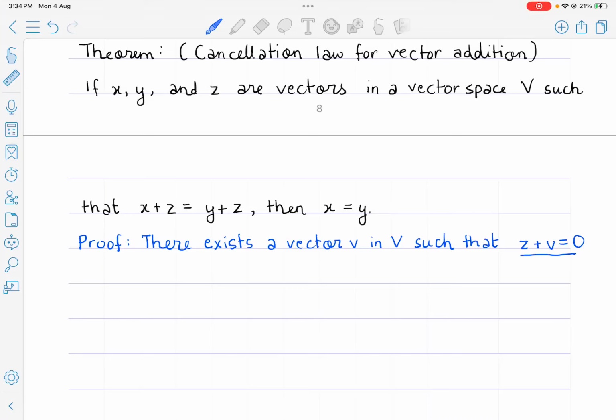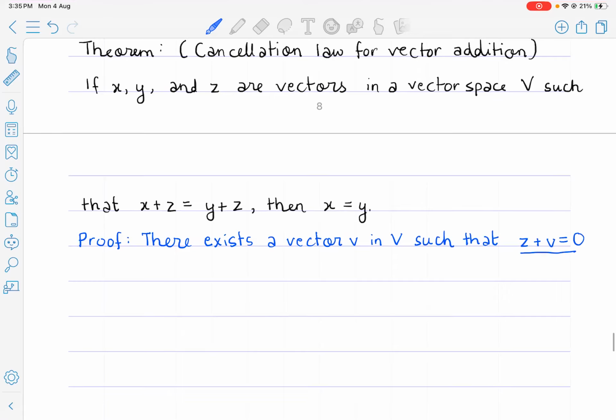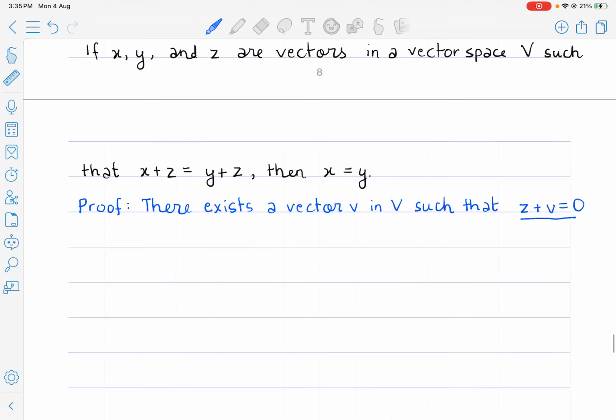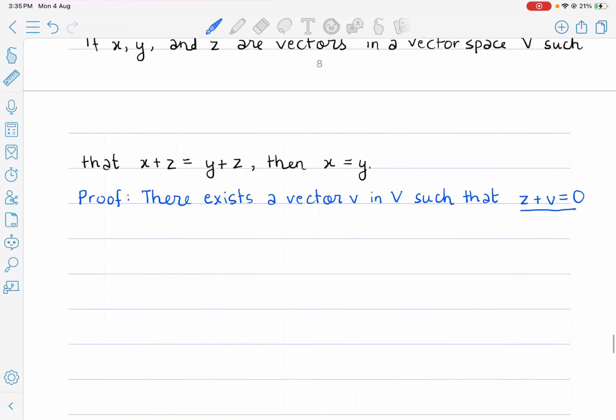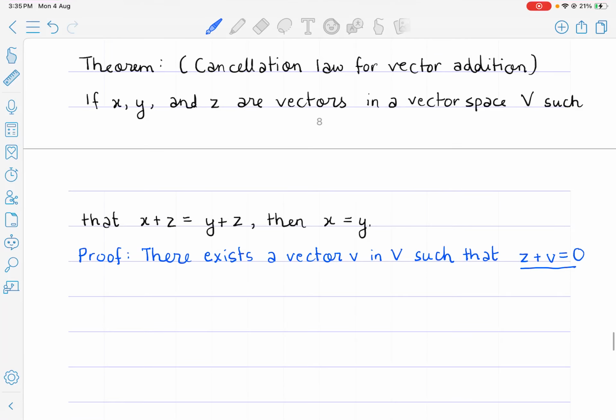Hello. So, in earlier lectures, we have seen what a vector space is. In lecture one, I defined what a vector space is. Now we should improve the theory and have more theorems in our hands so that we can do more theory. In this video, I'm going to show you the so-called cancellation law for vector addition.